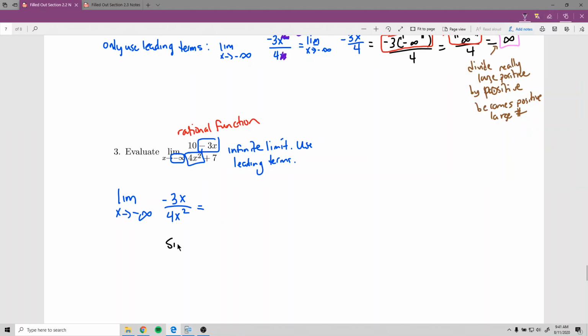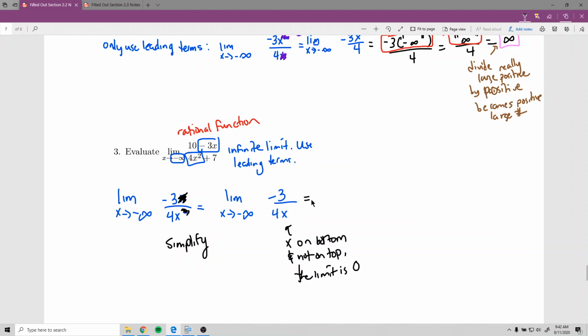Simplify, same thing as always. This time one of the x's on the bottom cancels out with the x on the top. So we are left with negative 3 on the top and 4x on the bottom. And this time the x that remains is on the bottom. When there's an x on the bottom but not on the top, the limit is 0. For infinite limits, if this was just a number, we would just plug the number in at the beginning. Since it's an infinite limit, when x is on the bottom, not the top, after we simplify, our answer is 0.